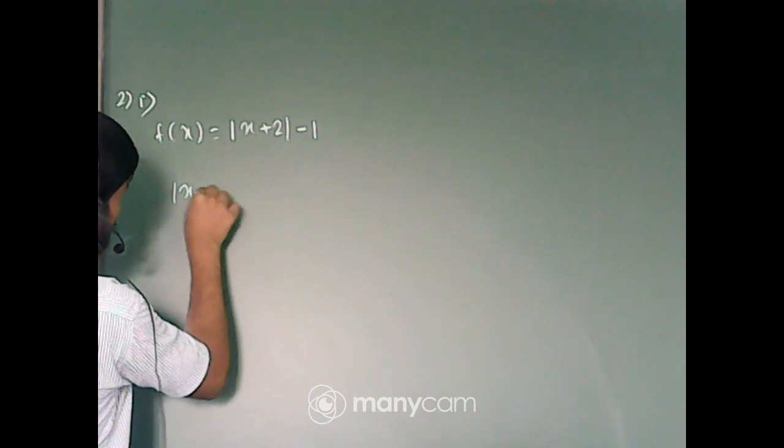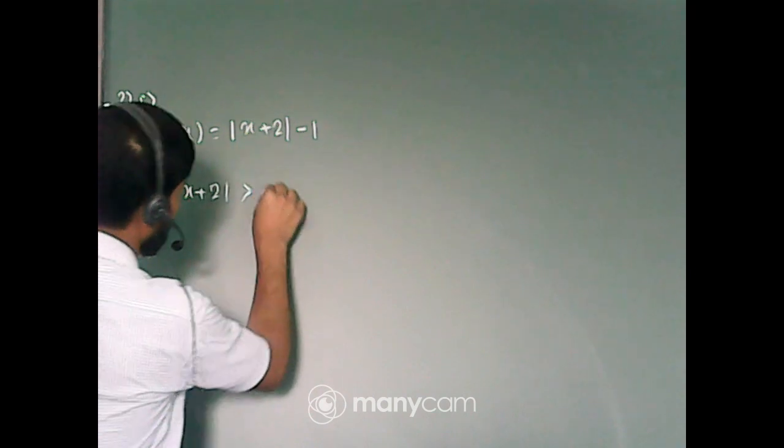Now the question is how to find the maximum value or minimum value of the function. Now look one thing, this is the mod function. We know the value of any mod function is greater than or equal to 0, isn't it? So obviously mod of x plus 2 will be greater than or equal to 0. Tell me, is it or not? Value of any mod function is greater than or equal to 0 or not? Isn't it?